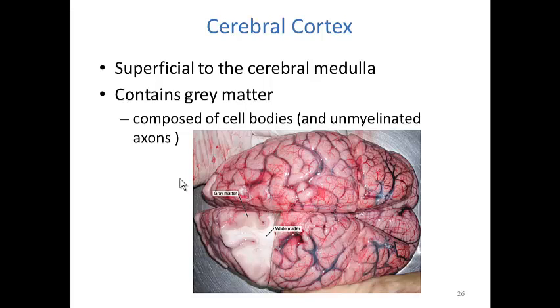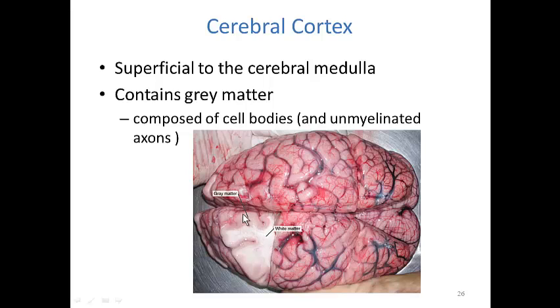All right, most of the action, though, is happening in the cerebral cortex. So the cerebral cortex is superficial to the cerebral medulla, so this is the outer layer of the brain, right? And it contains gray matter. In this picture here, we're looking at a brain, and you can very clearly see the darker outer layer, the cortex, that is the gray matter right here, and then the white matter would be the cerebral medulla.